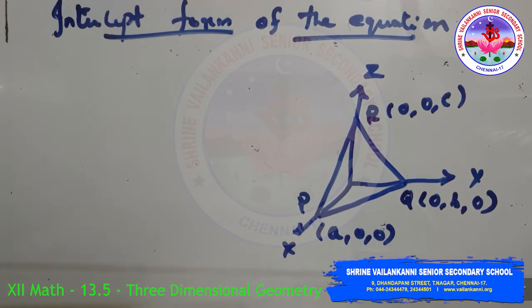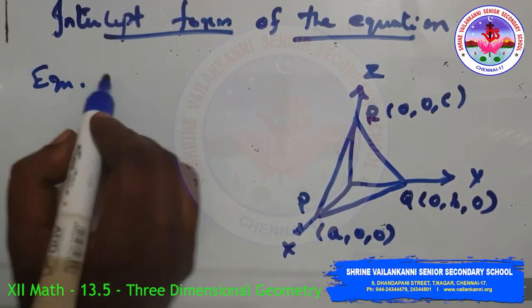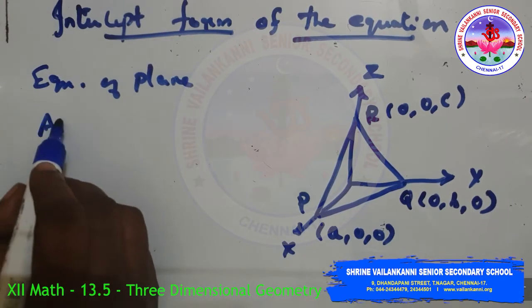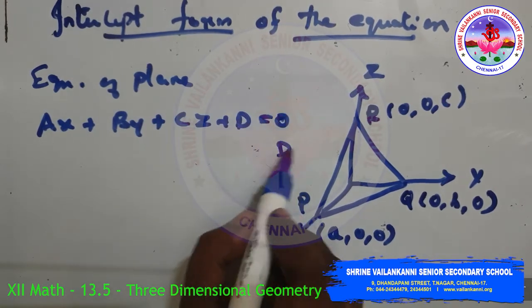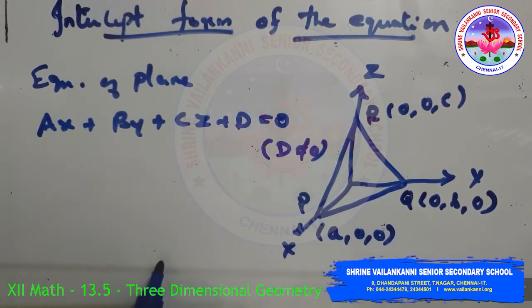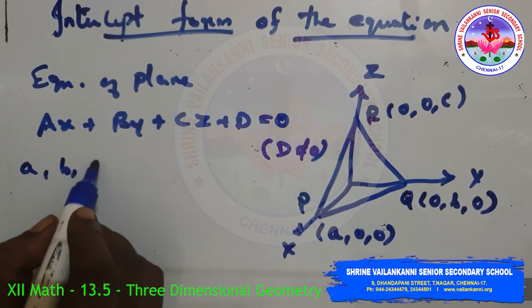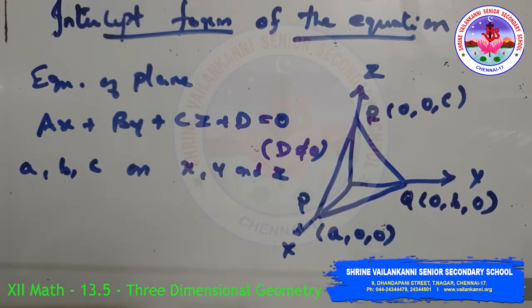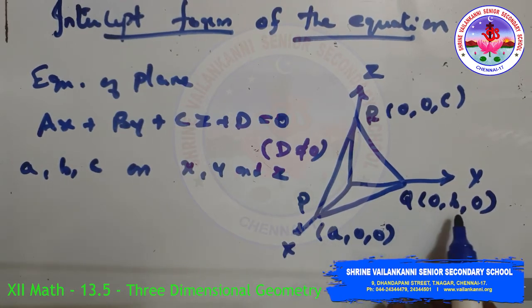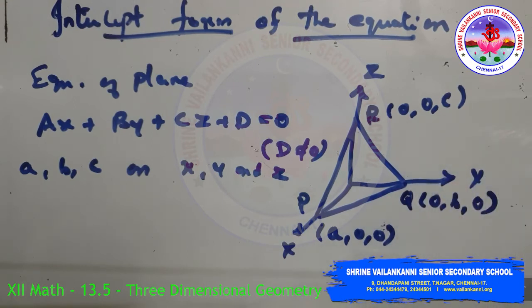Intercept form of the equation of a plane. In this section we shall deduce the equation of a plane in terms of the intercepts made by the plane on the coordinate axes. Let the equation of the plane be ax + by + cz + d equal to 0, where d is not equal to 0. Let the plane make intercepts a, b, c on the x, y and z axes respectively. Hence the plane meets the x, y and z axes at (a, 0, 0), (0, b, 0) and (0, 0, c) respectively.